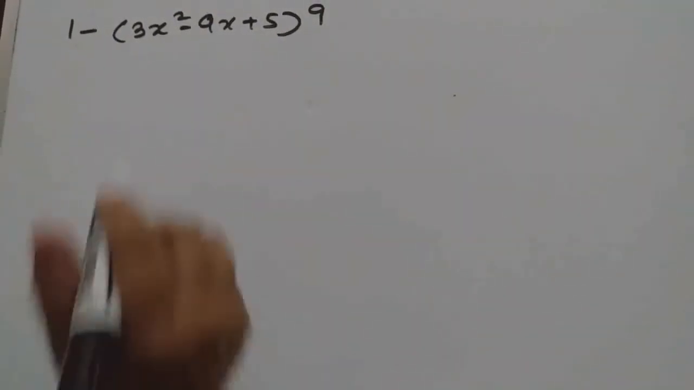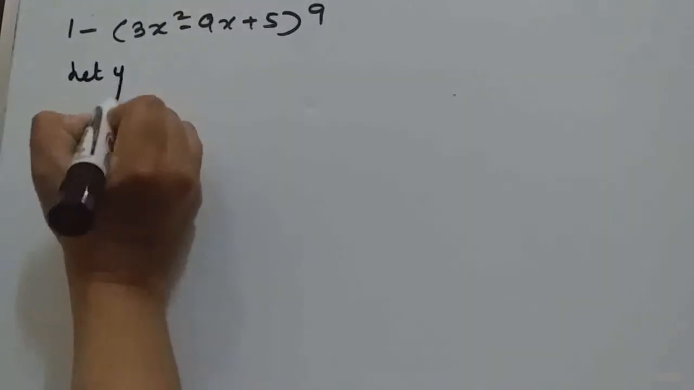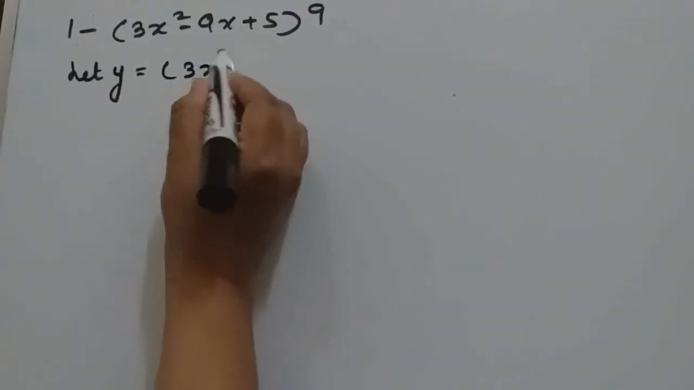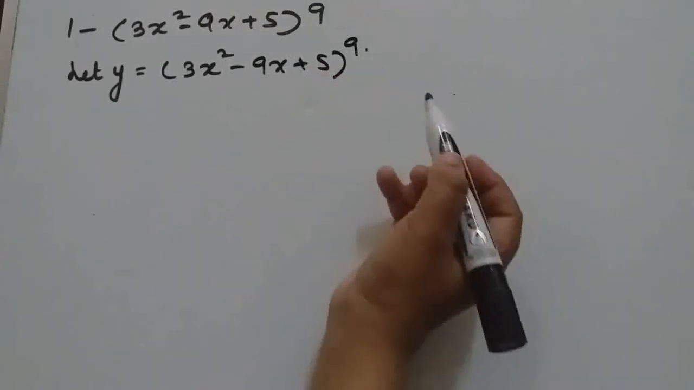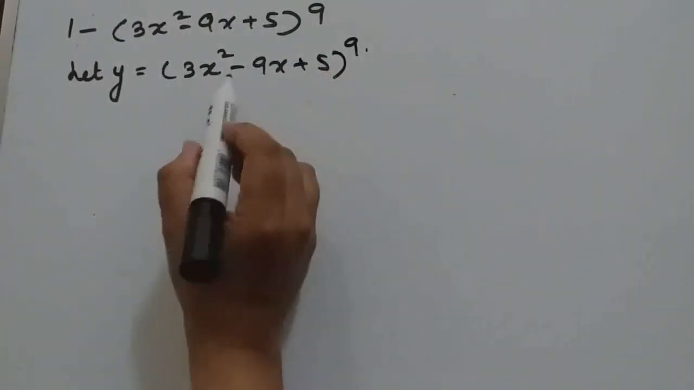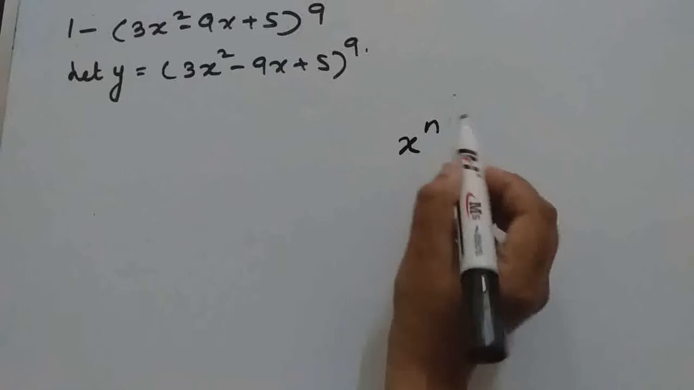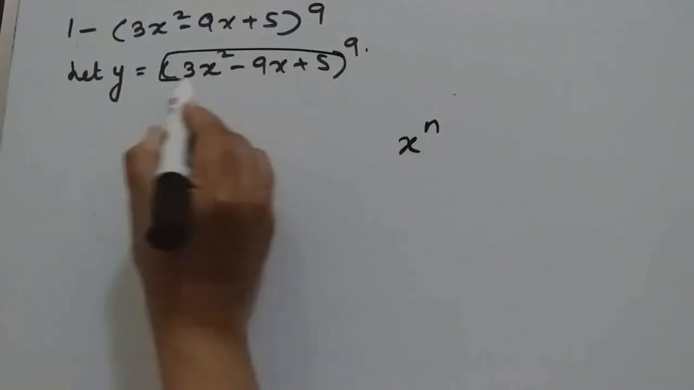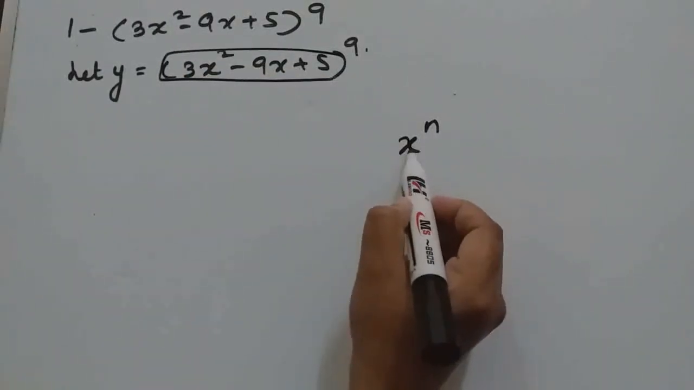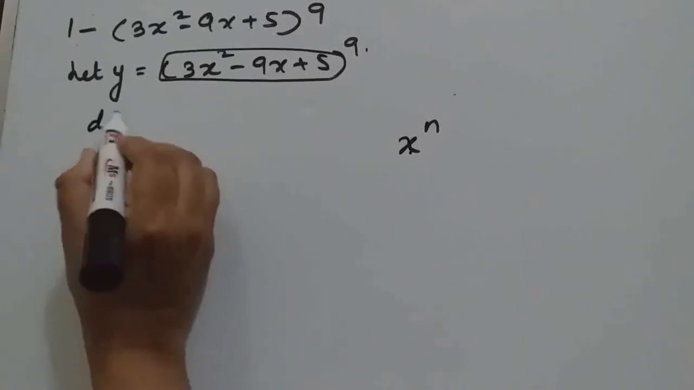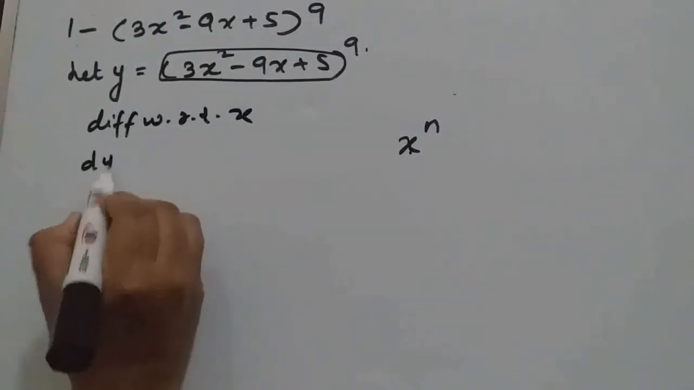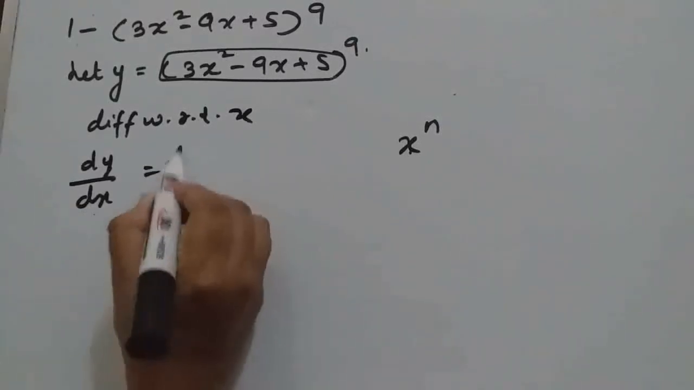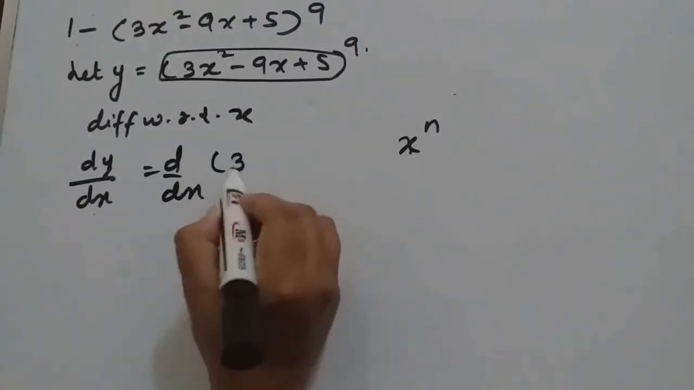Question number 1. First we will suppose this as y. Let y is equal to (3x² − 9x + 5)^9. Okay, so this is of the type x^n, isn't it? This bracket we can consider as x. So now differentiate with respect to x. So dy/dx means d/dx of this bracket.